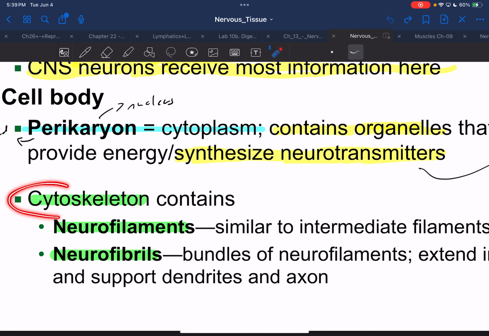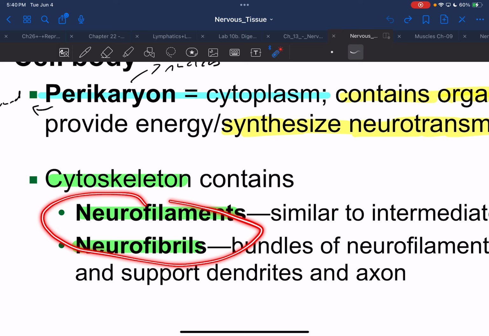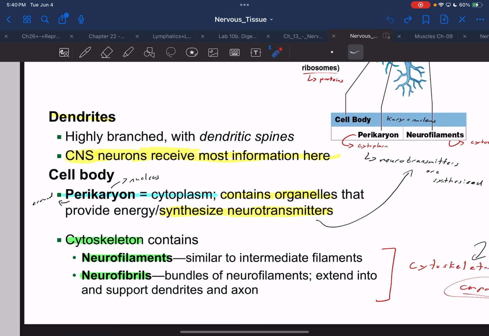Now, cytoskeleton, the only thing to add is that it has two unique cytoskeleton components. We saw myofibrils in muscles, and cytoskeleton in nervous tissue in these cells have neurofilaments and neurofibrils. I just need you to recognize these two things as cytoskeleton components. That's all.